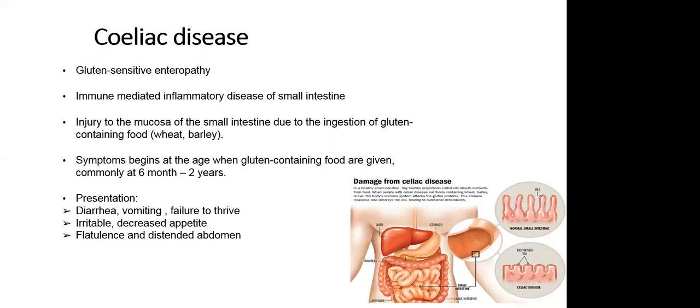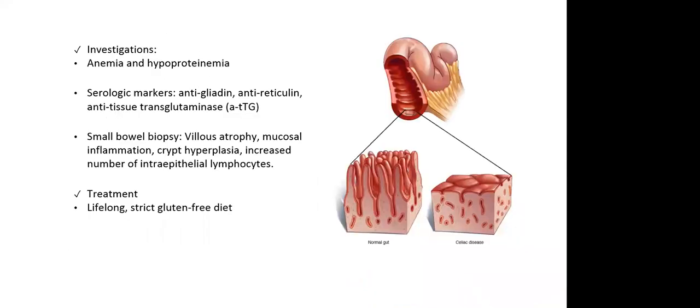Usually symptoms begin at the age of 6 months. Presentation is usually diarrhea, vomiting, and failure to thrive. The failure to thrive is usually quite severe in celiac disease. Also irritable, decreased appetite, flatulence, and distended abdomen. Okay, next. For investigation, we must look for anemia and hypoproteinemia.